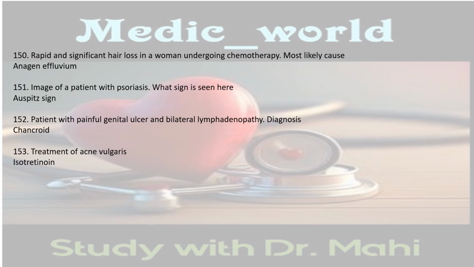Rapid and significant hair loss in a woman undergoing chemotherapy most likely cause is anagen effluvium. Image of a patient with psoriasis. What sign is seen here? It is the Auspitz sign. Patient with painful genital ulcer and bilateral lymphadenopathy. The diagnosis is chancroid. Treatment of acne vulgaris is isotretinoin.